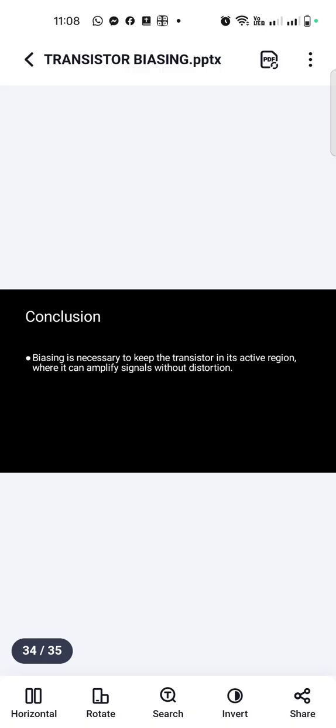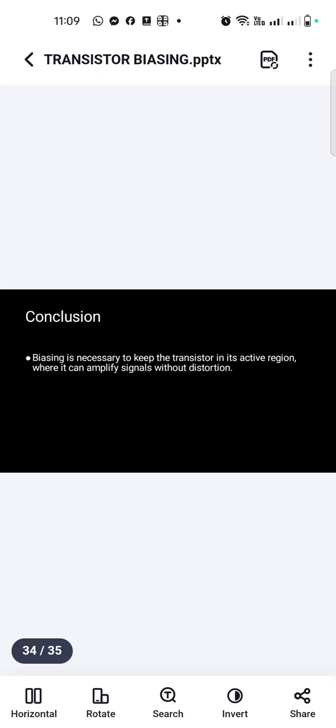And voltage divider bias is the commonly used method. It uses two resistors, it provides good stability, okay. This voltage divider bias gives a stable Q point. What does this Q point mean? Operating point or quiescent point. It must be in the middle of the active region. If we give the proper biasing, the output is stable with no signal distortion, better efficiency and longer device life, okay. So biasing is very essential for transistor operation. It helps in amplification, ensures stability and performance, okay.